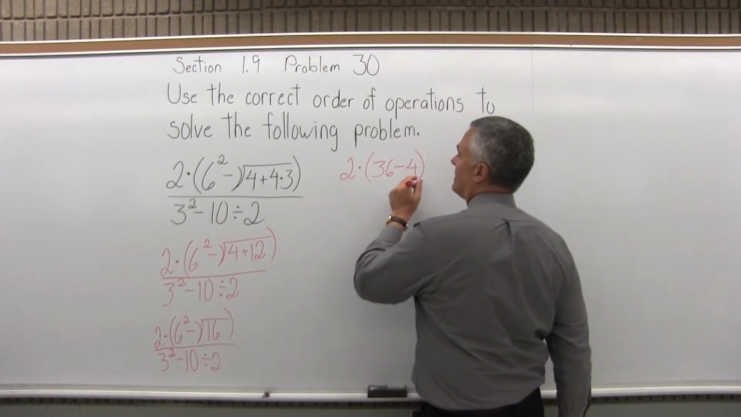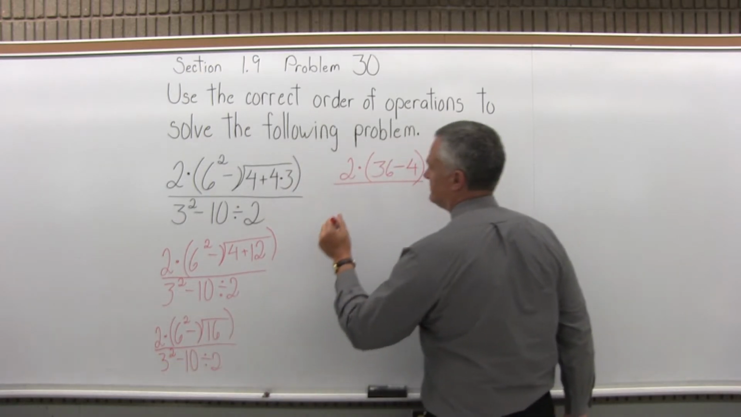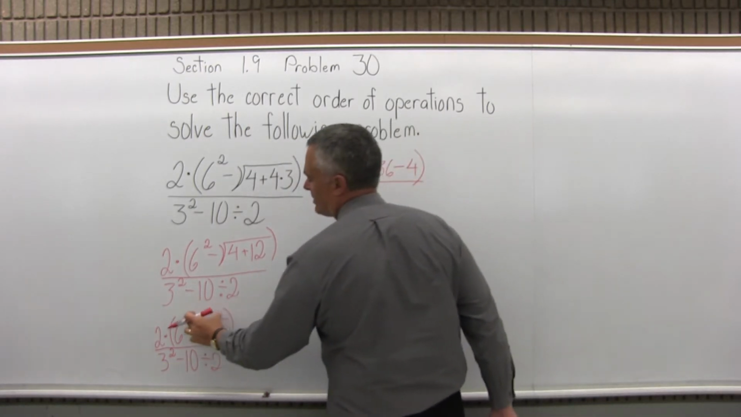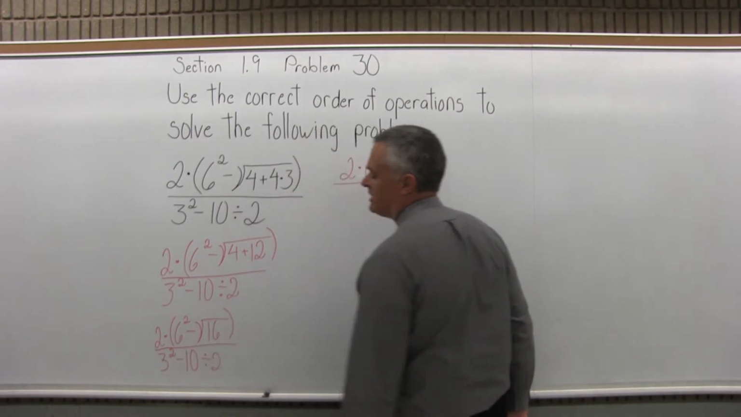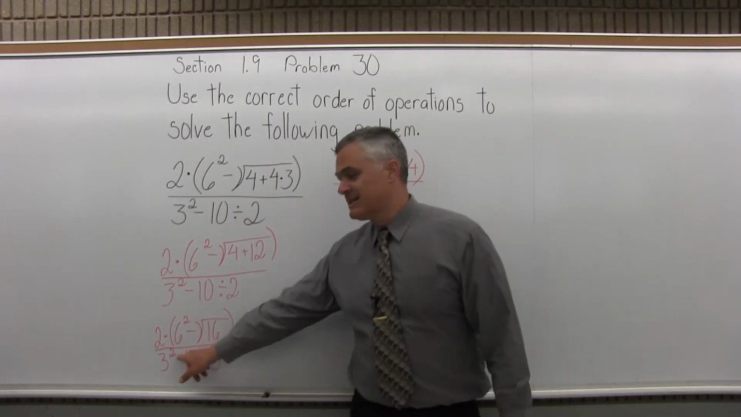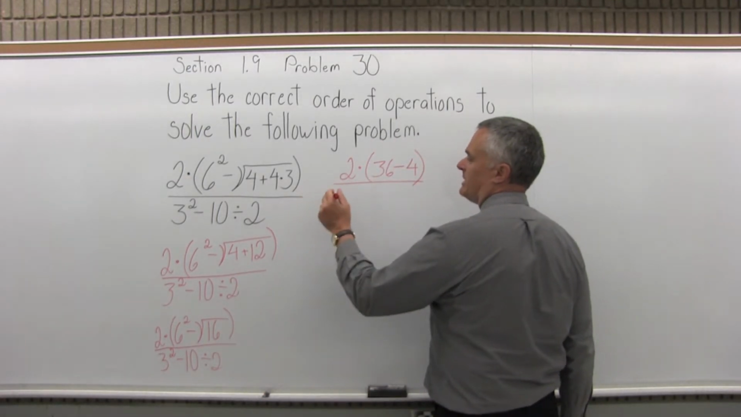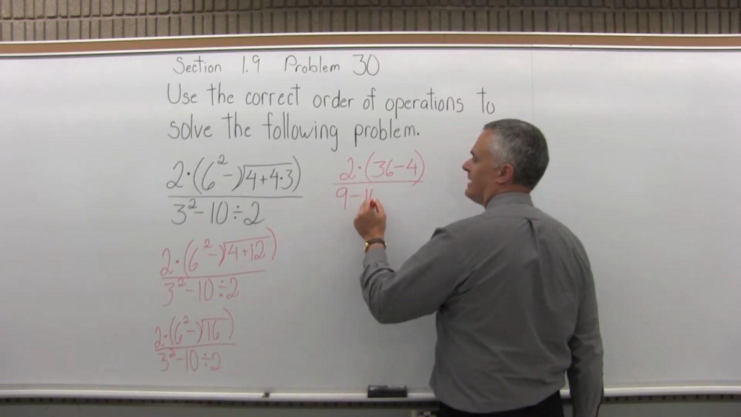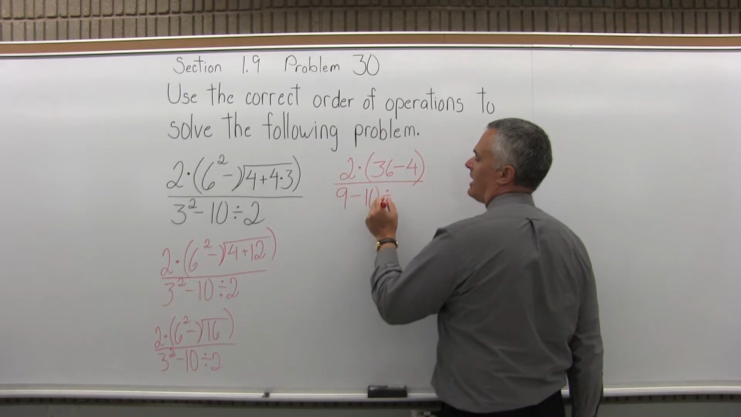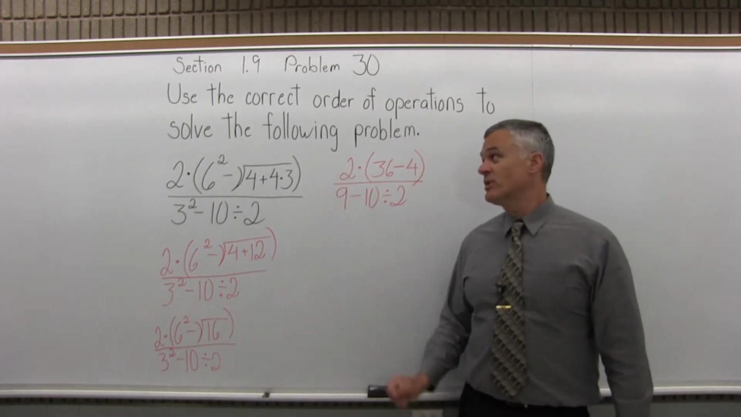Now in the denominator, or the bottom of my division, I have 3 second power. And since I'm doing the exponents, I can do that 3 second power now. In the bottom I have a second power, an exponent, a subtraction, a division. So my exponent has the highest level of priority. I'll do that 3 second power. I can do that right now. So that will be 9 minus 10 divided by 2.